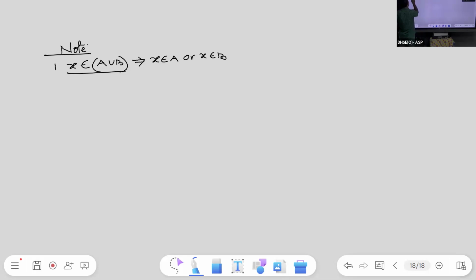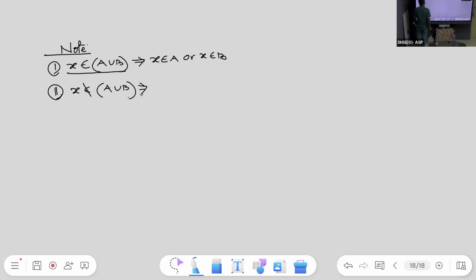Second note point: if X is not an element of A union B, this implies X doesn't belong to A, and X doesn't belong to B.